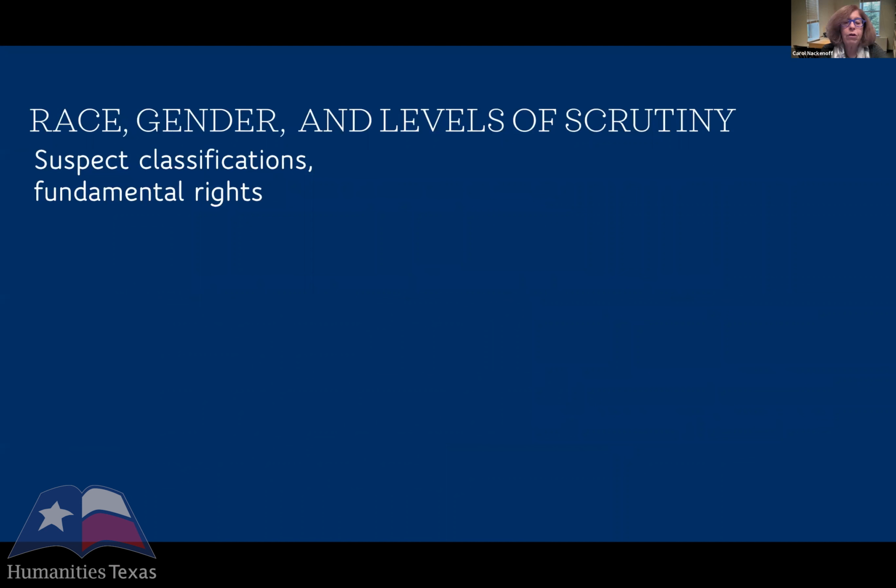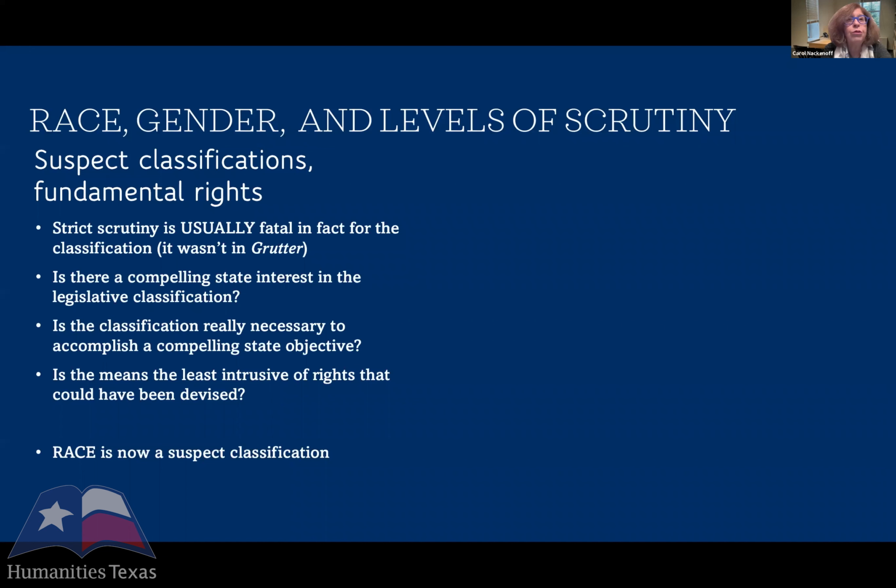Now I want to introduce a couple of other themes quickly because I have to pay attention to time. I gave you a handout that I generated years ago on race, gender, and levels of scrutiny. For rights that are seen as fundamental, or for classifications that are seen as suspect, there we tend to see the court requiring the use of strict scrutiny. So while the court said in Grutter, strict scrutiny is not fatal, in fact, it usually is. I challenge my students to count on how many fingers it is going to take them to count the number of times the court uses strict scrutiny and the legislative measure in question survives.